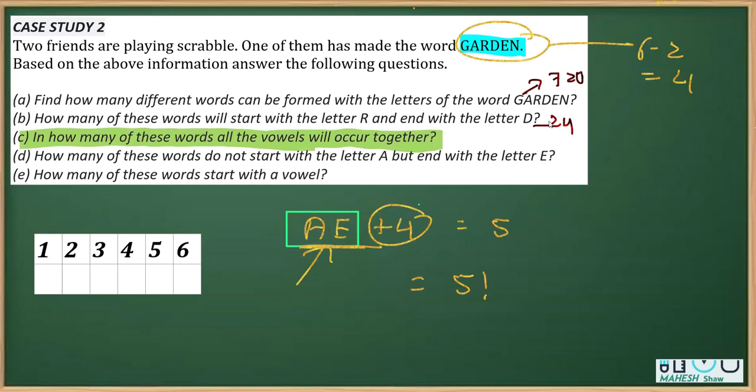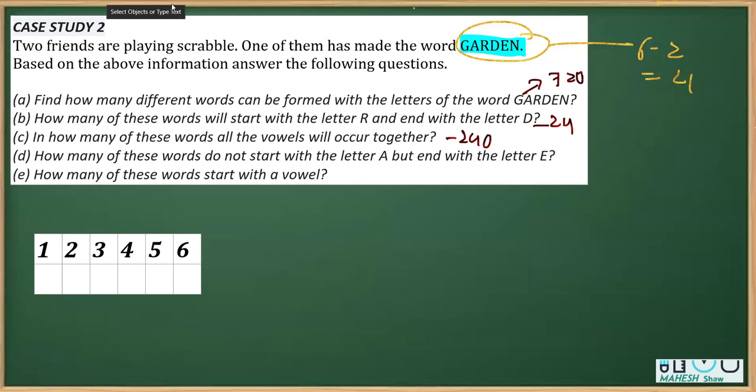Considering AE to be one object, 1 plus 4, because the remaining 4 letters are left as more objects, and they are distinct. So there are 5, and I can arrange them in 5 factorial ways. Further, we can notice that the letters A and E can swap their positions in 2 different ways, like A first and E later, or E first and A after that. So that is 120 into 2, which is equal to 240.